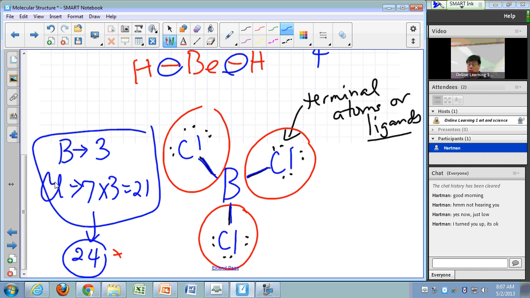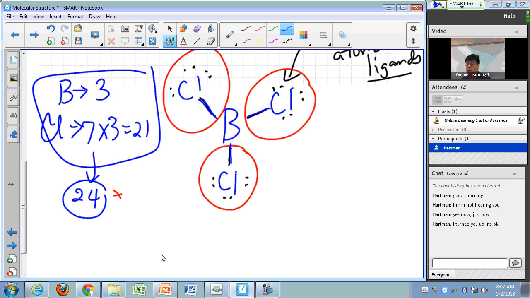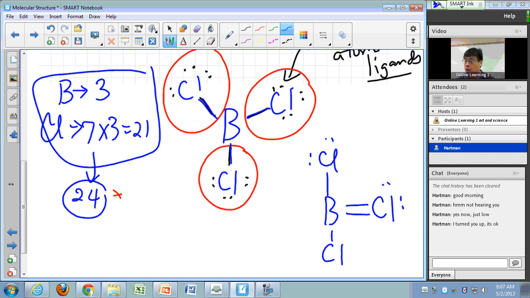Boron in this case doesn't have an octet. Okay? Now you might say, is it possible for boron to get an octet if we move one of the lone pairs? Yeah, you could. You can say boron could have a double bond with one of the chlorines. Okay? So now you have an octet around the boron.